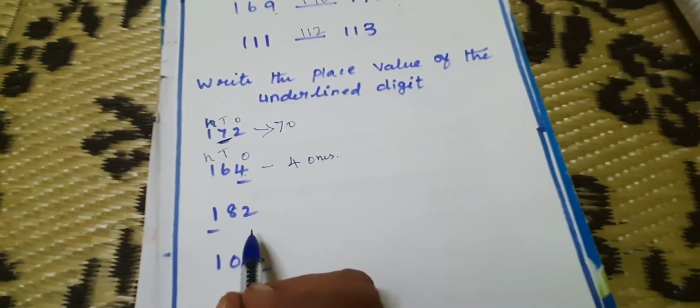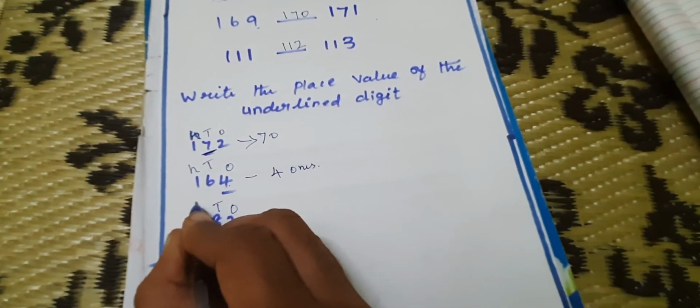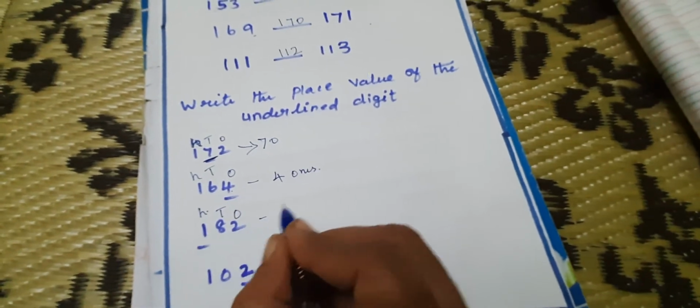Next, 182. Ones, tens, hundreds. 1 is the hundreds place.